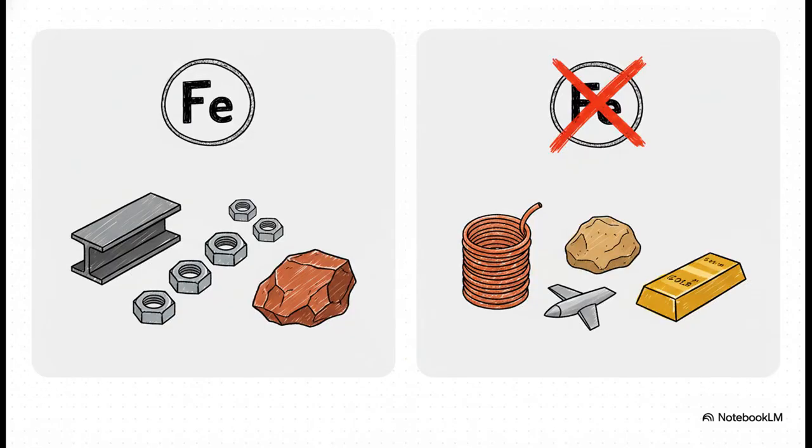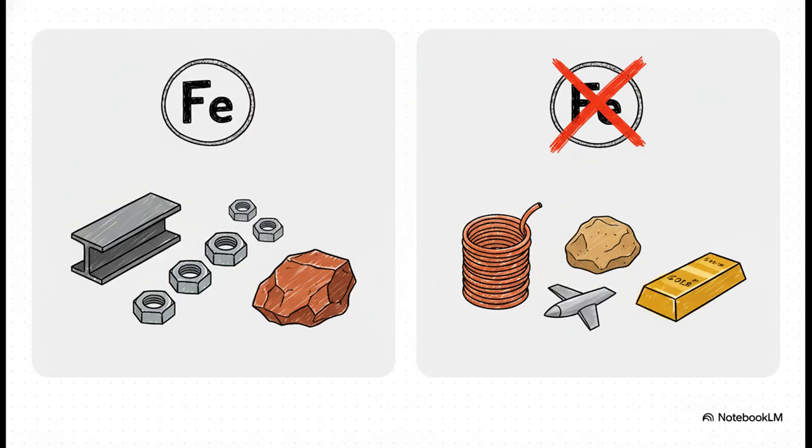Let's focus on the first group, the metallic minerals. Now, this group itself is divided into two. First, we have ferrous minerals. The key word to remember here is ferrous, which is related to iron. So ferrous minerals are those that contain iron. For example, iron ore, and manganese, which are so important for making steel for our railways and buildings.